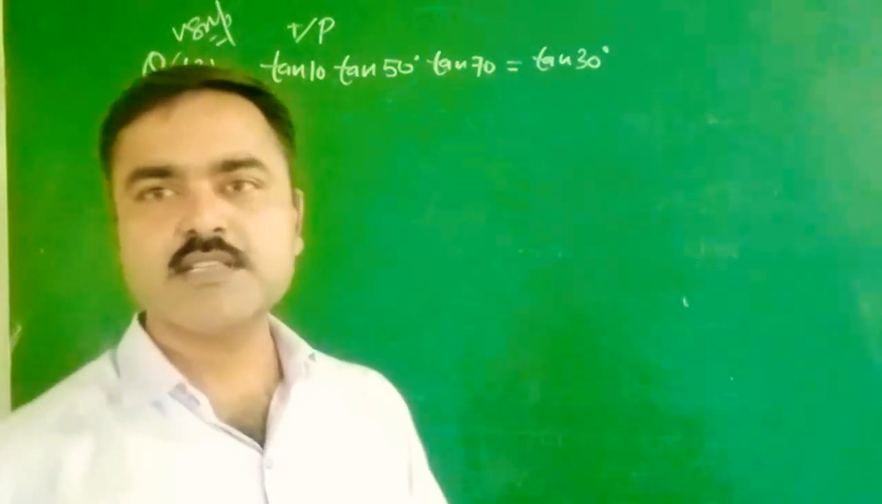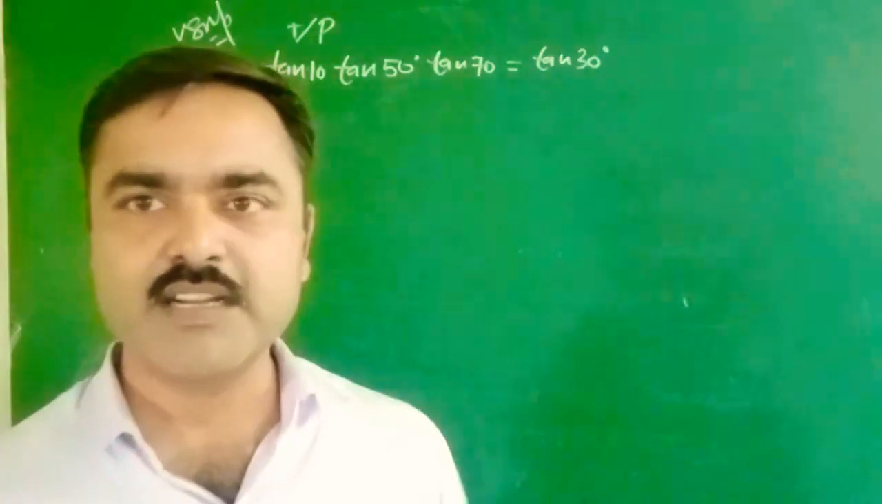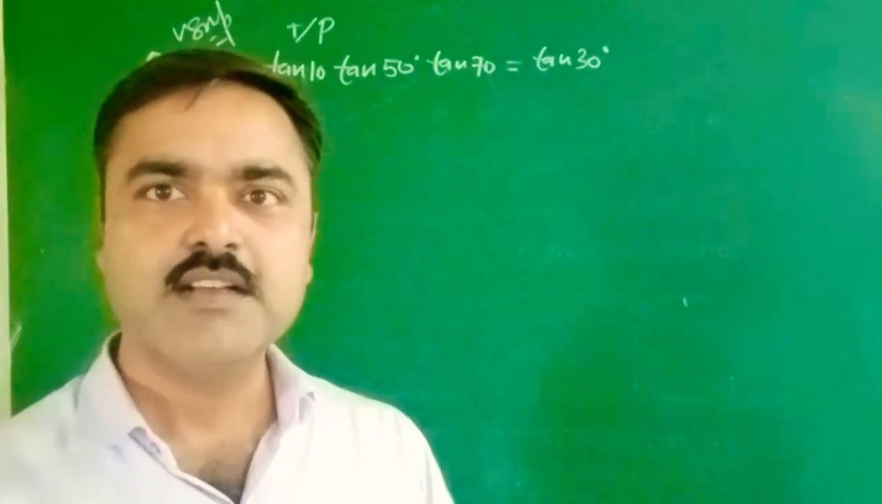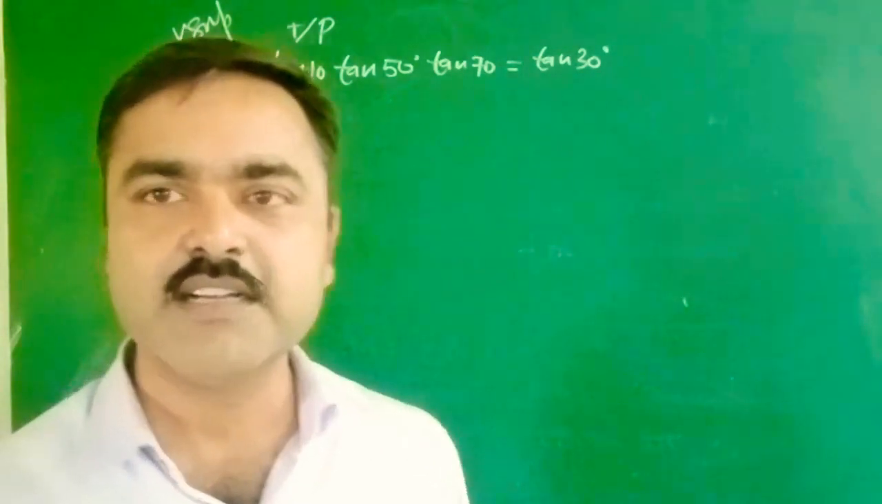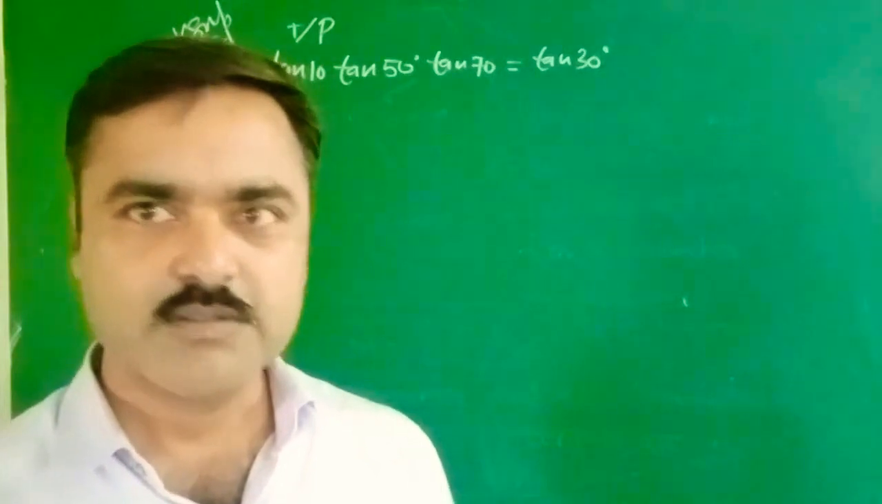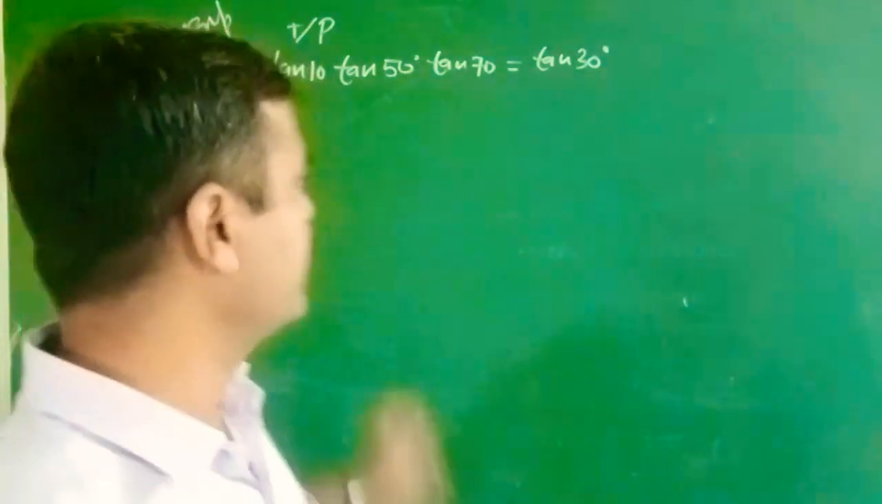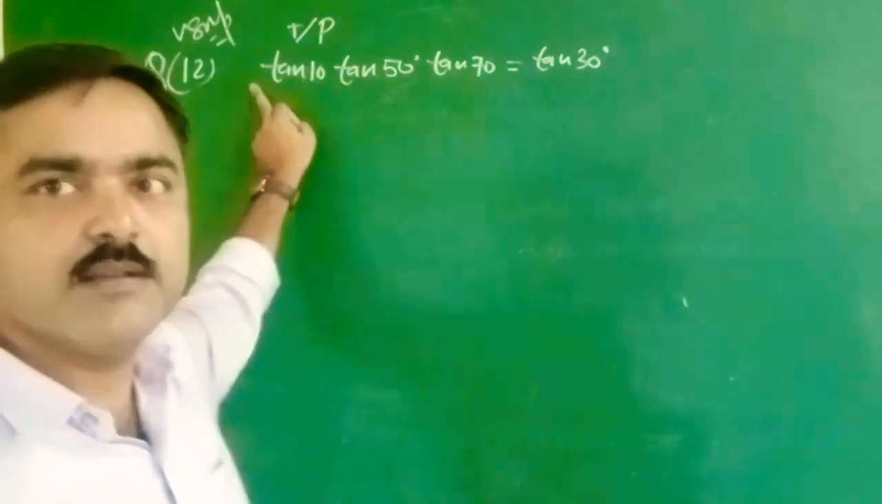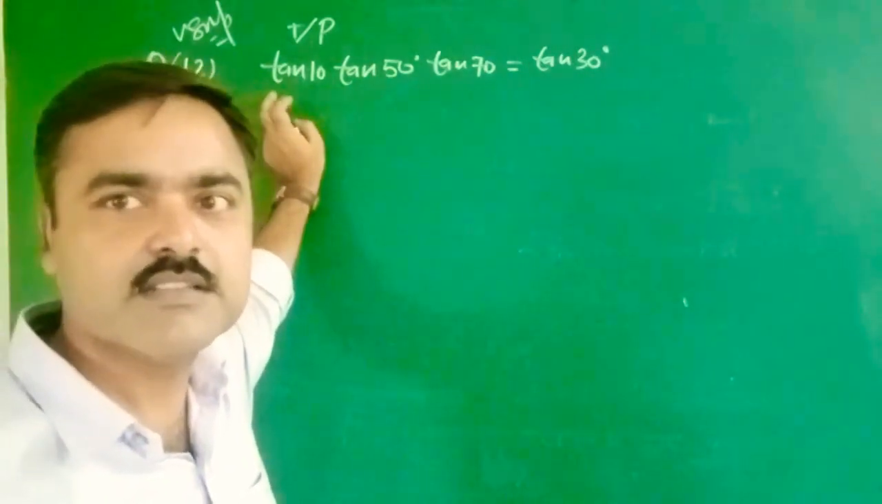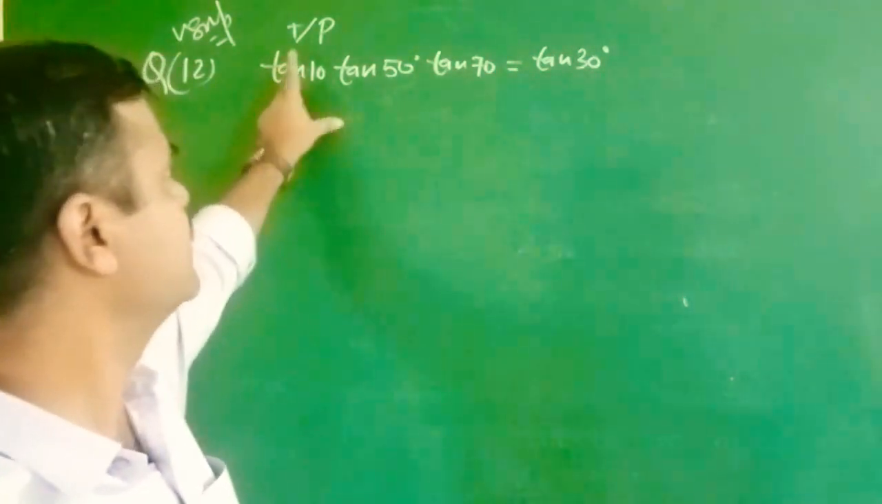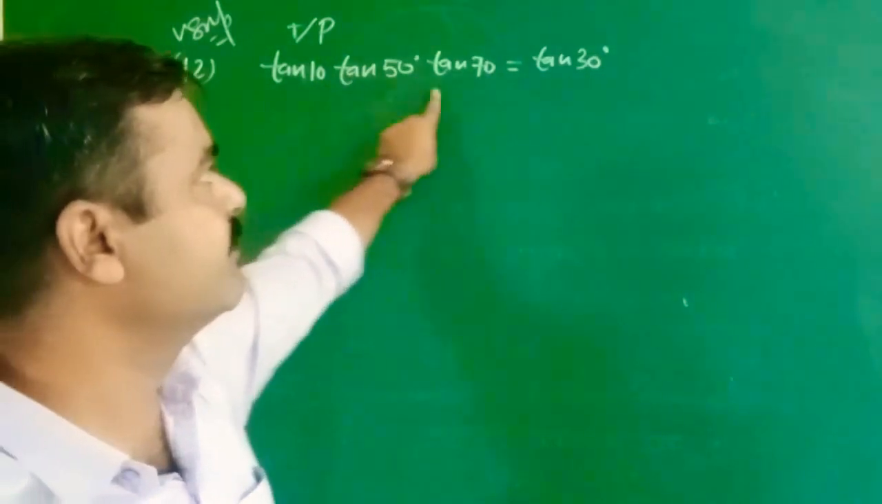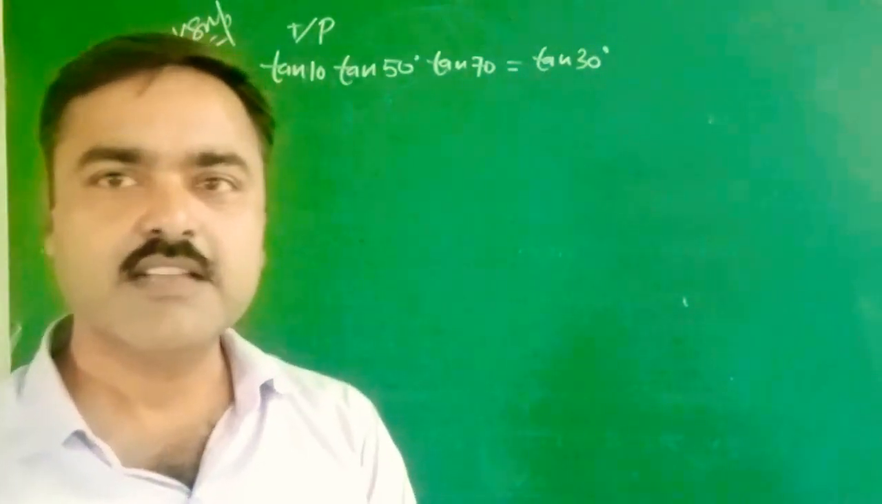Good morning students. Today we will do some important questions related to the concept which I have already told you yesterday. Okay. So I am coming to question number 12, and this is a very good, important question. It is to prove that tan 10 tan 50 tan 70 equals tan 30.